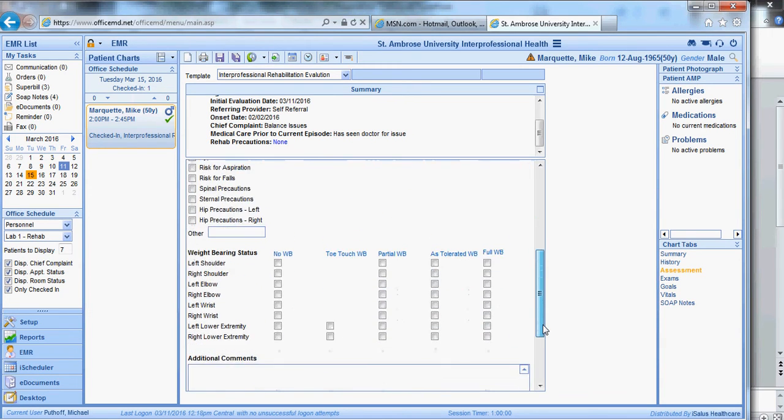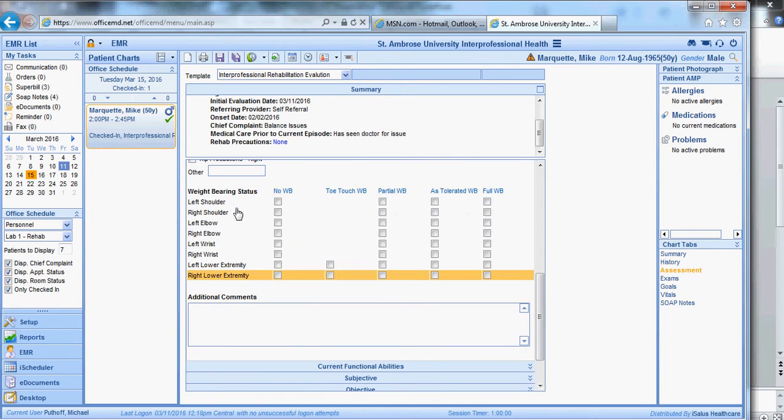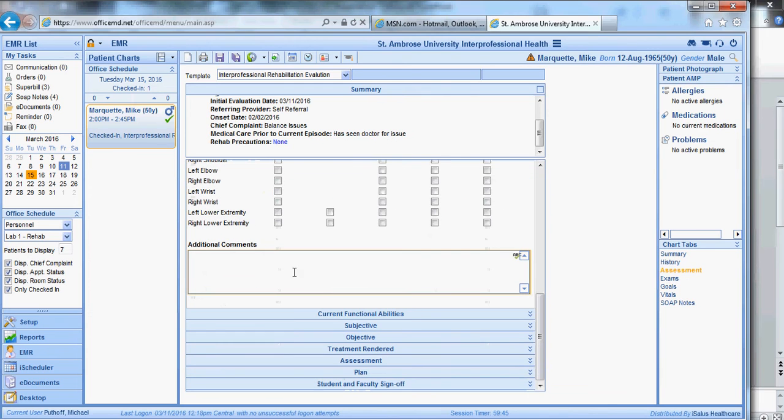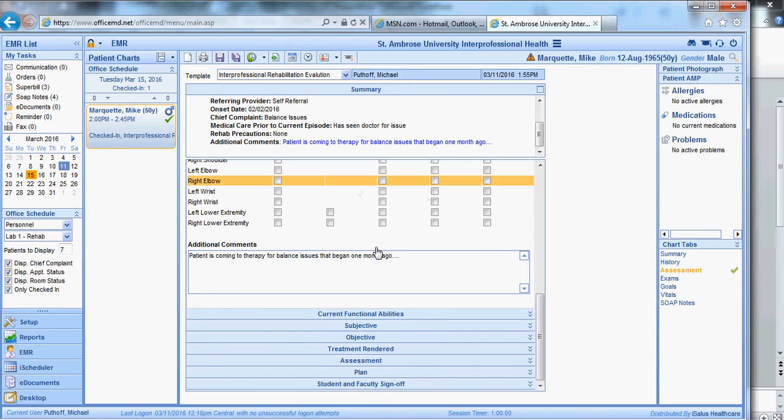And again, for some of these things, it's going to be important that we document weight-bearing status. If we're talking about a fracture, we can document some things there, or you can just use the text box and say, patient is coming to therapy for balance issues that began 1 month ago, and again, you keep going along those lines. Hit save if we want to.